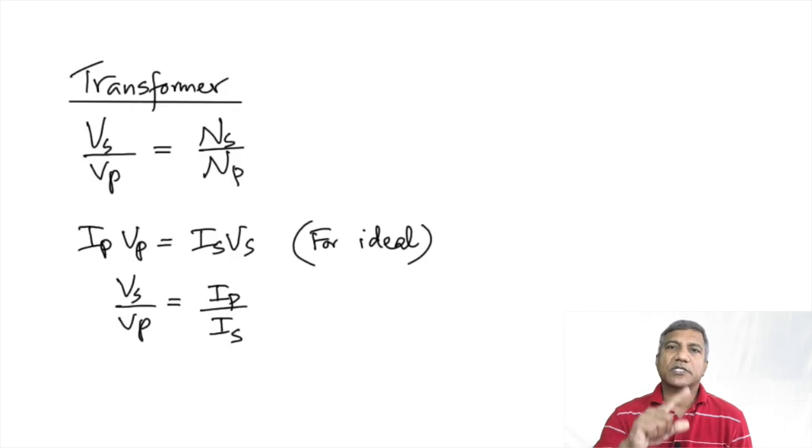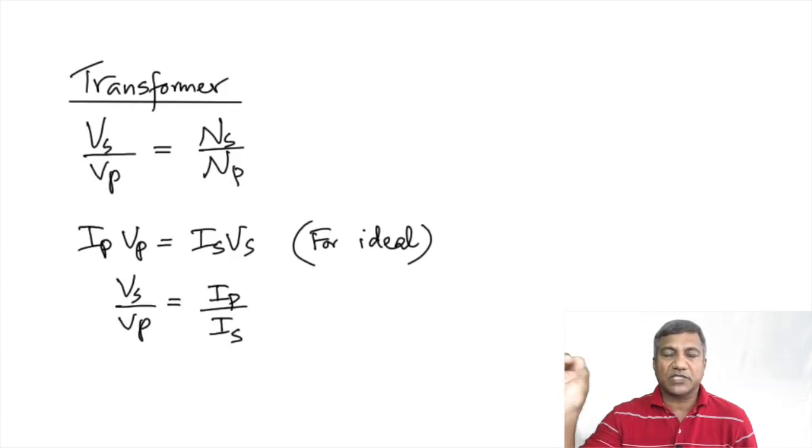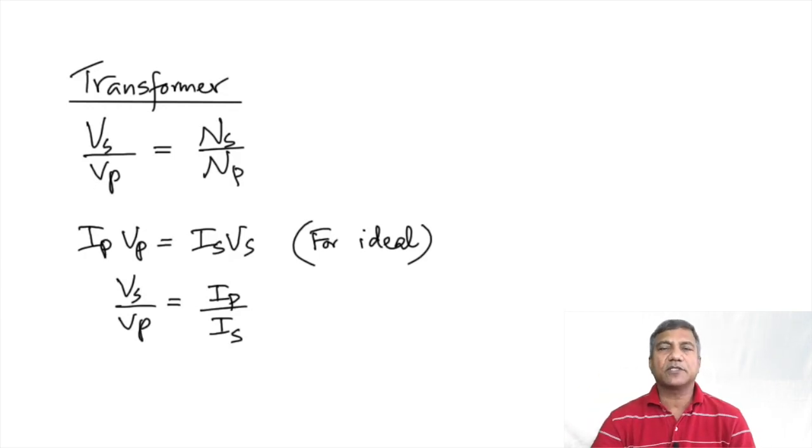That means for a step-up transformer, the number of turns in the secondary will be higher, which means the voltage in the secondary will be higher, but the current in the secondary will be lower. So those are the formulas for transformers.